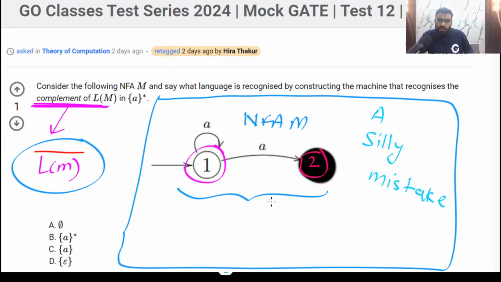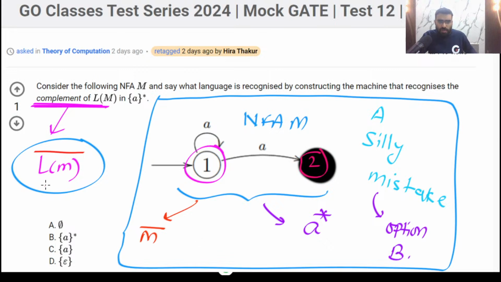So what some students have done is they have complemented the states of the NFA. Then you can easily see that the language they are getting will be A star. This is the silly mistake. So option B is the silly mistake.